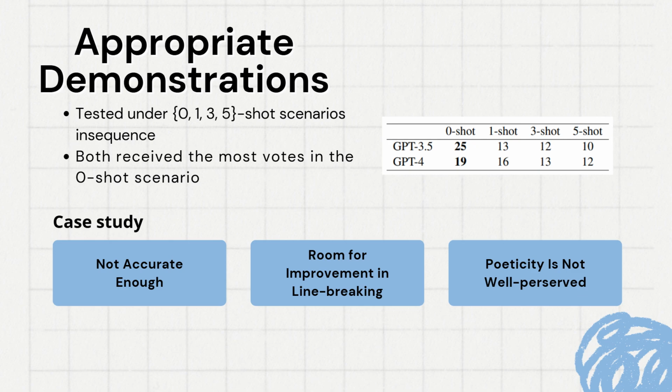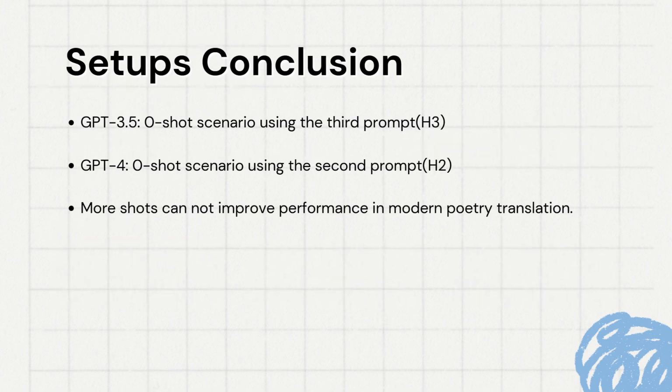Lastly, they tested GPT-3.5 and GPT-4 in few-shot scenarios with varying amounts of example data. Interestingly, performance degraded as the number of examples increased, likely due to the abstract and open nature of modern poetry. Three major findings emerged from this. GPT-3.5 performs best in a zero-shot scenario using the third prompt. GPT-4 performs best in a zero-shot scenario using the second prompt, and increasing examples does not necessarily improve performance in poetry translation. These insights shaped the experimental setup for the rest of the paper.